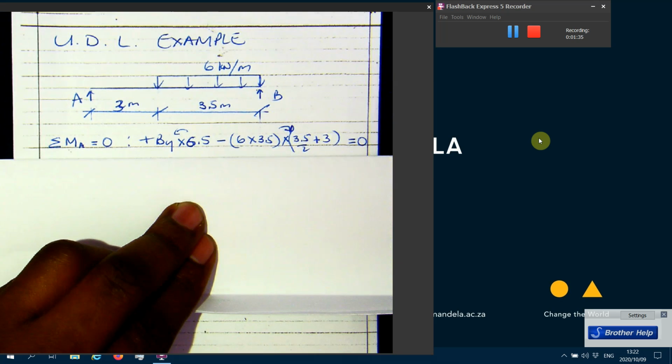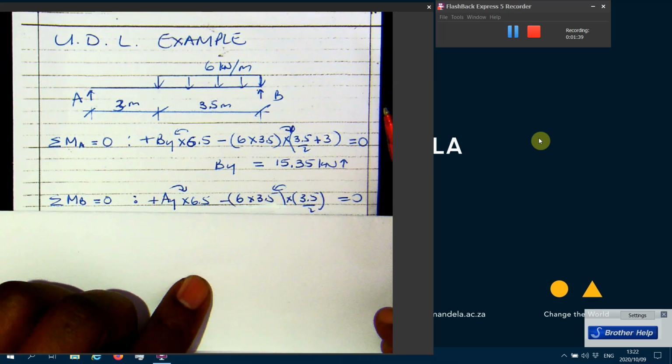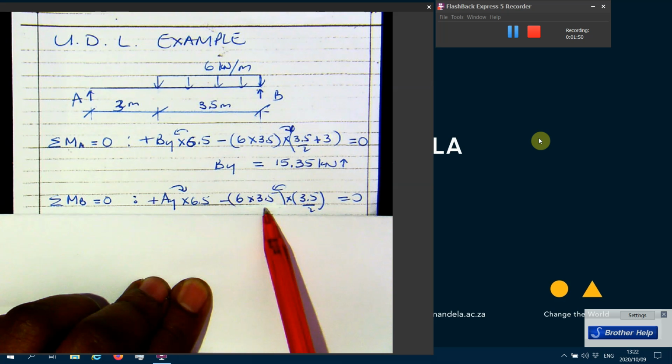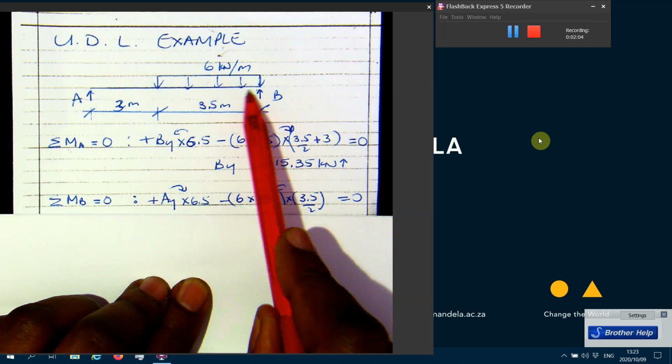The same thing applies when you are taking moments about B. When you're taking moments about B, your equation will look like this. There's your unknown AY times 6,5. There's your uniformly distributed load, a rectangular shape. You can say length times the height or the magnitude of the uniformly distributed load, and the distance from the center of that load to where I am taking a moment, which is at B, is half of 3,5.